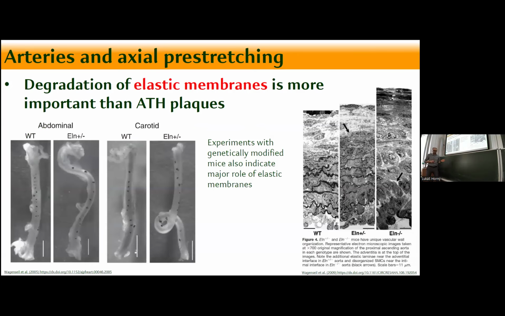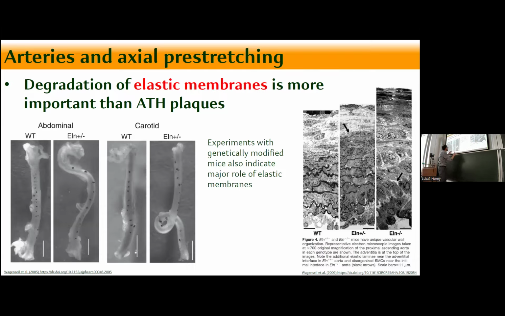Another result that suggests that elastic membranes are responsible for carrying the prestretch comes from experiments with genetically modified mice. These are results collected by the team of Jessica Wagenseil in St. Louis, Missouri. We will compare wild-type mice, here in an electron microscope picture of the vessel wall, with mice in which the gene responsible for the synthesis of elastic membranes was knocked out. So they are knocked out, and as a result elastic membranes are not present in the wall.